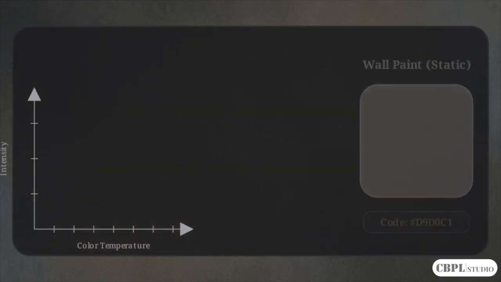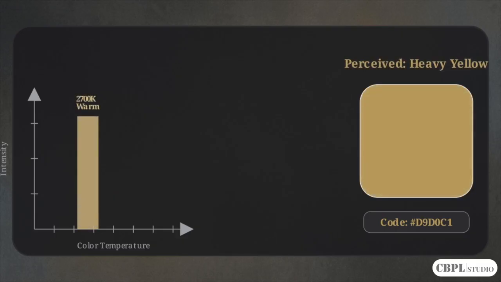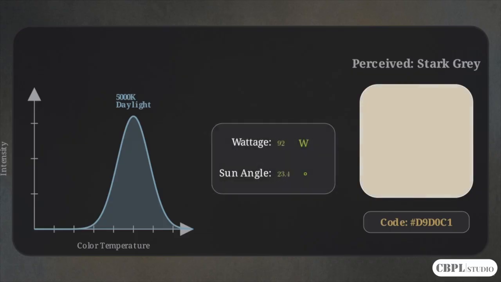You can select the exact same beige paint code for your walls, but under a warm 2700 Kelvin bulb, it skews heavily yellow. Hit that same wall with 5000 Kelvin daylight, and it shifts to a stark gray. Everything from bulb wattage to the angle of the sun completely alters the room's atmosphere.